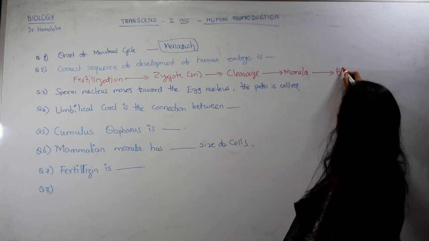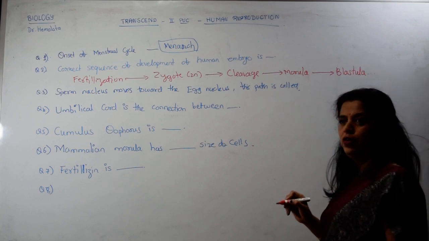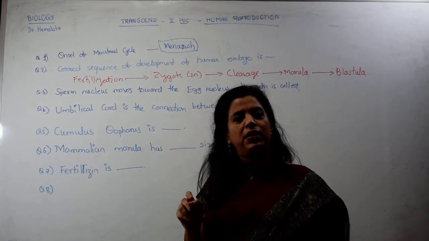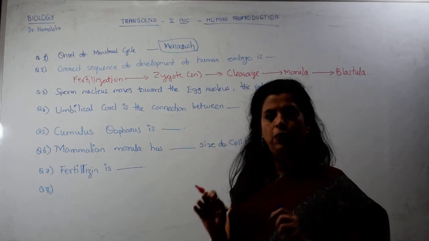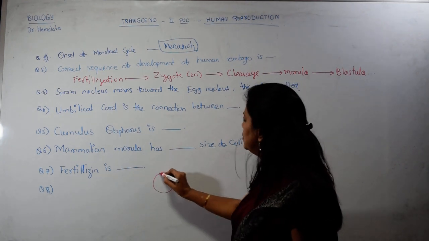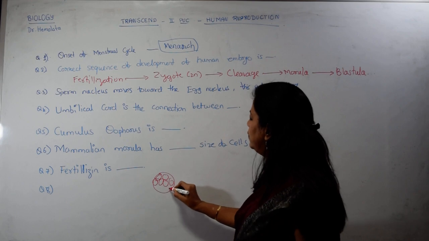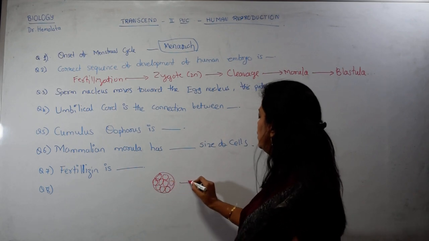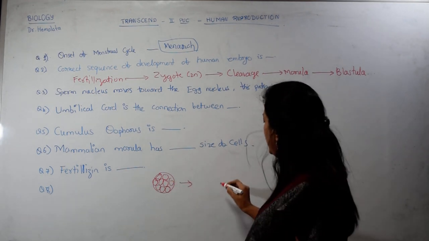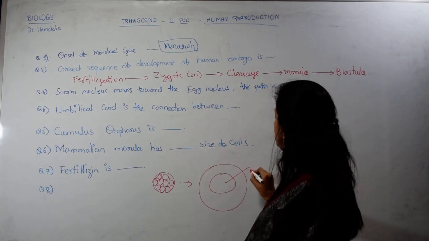So this is the blastula. The end of blastulation is the resultant structure, the blastula. So what happens in blastulation? Imagine this is the group of cells formed at the end of the morula. This is the morula structure. Now this will start enlarging. A cavity develops at the center. This is called the blastocoel.